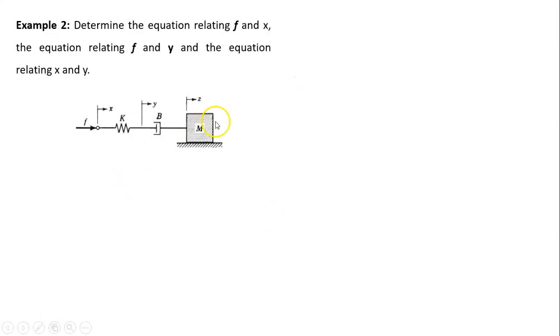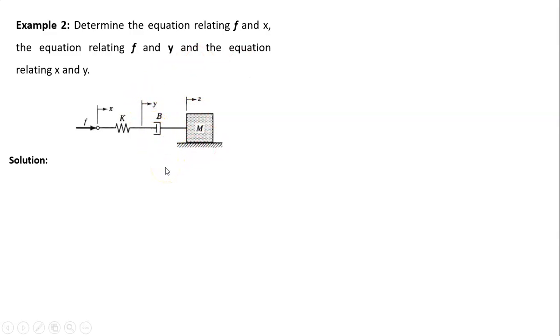Therefore, this is our diagram. 3 elements are there: spring K, damper B, and mass M. Force F is acting at x coordinate. Now, total coordinates in these diagrams are 4. Which 4 coordinates? Coordinate x, coordinate y, coordinate z, and last coordinate is ground. Therefore, we will now find the solution, that is the equation relating f and x and f and y.